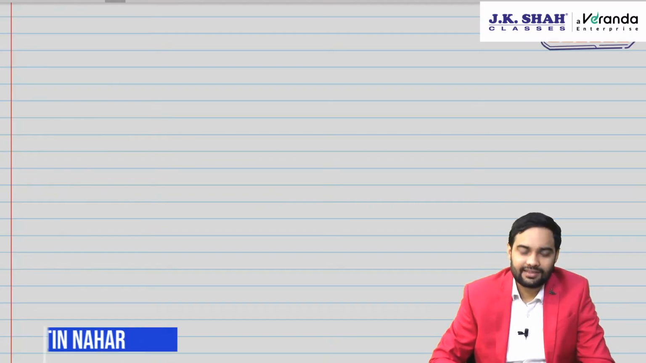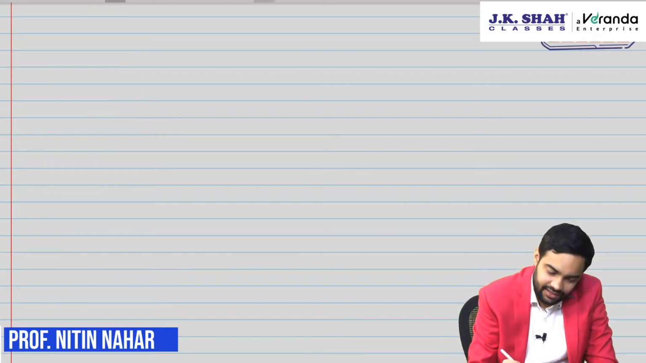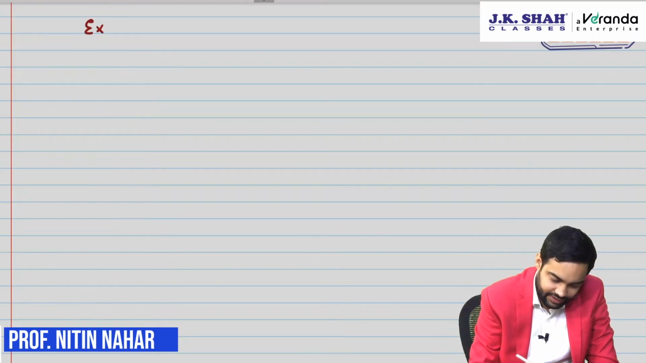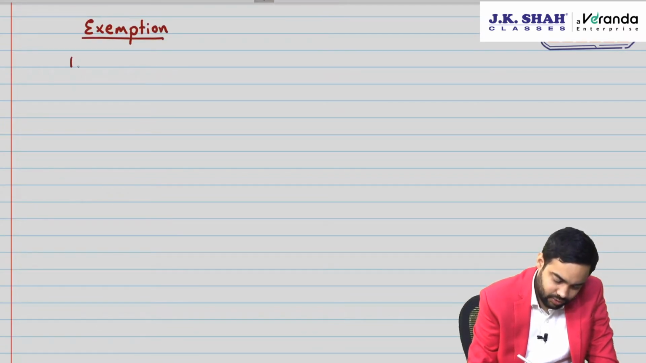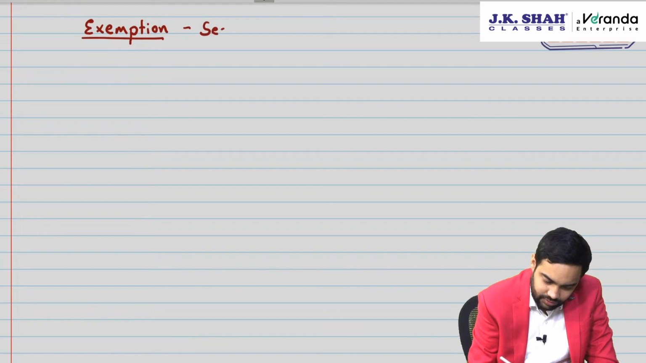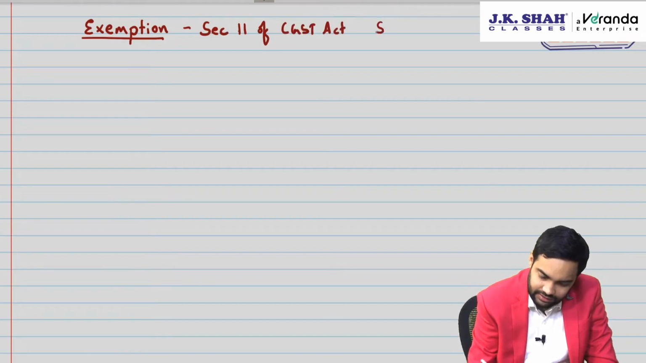Welcome back. Now let's discuss the important entries in the exemption chapter. We will go sector wise and discuss most of the entries which you have learnt. First of all, exemption comes from section 11 of the CGST Act and correspondingly section 6 of the IGST Act.